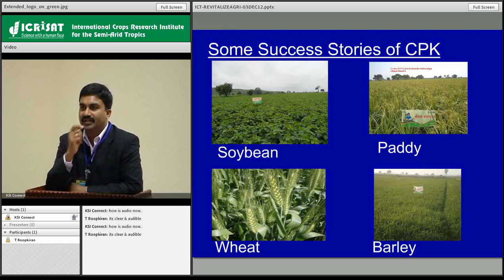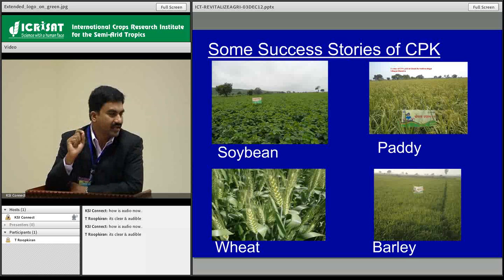Similarly, in paddy in UP, we could successfully introduce paddy hybrids where usage was very low. When we have taken up the demonstrations on this program, the usage has gone up to... percent plus in our areas.